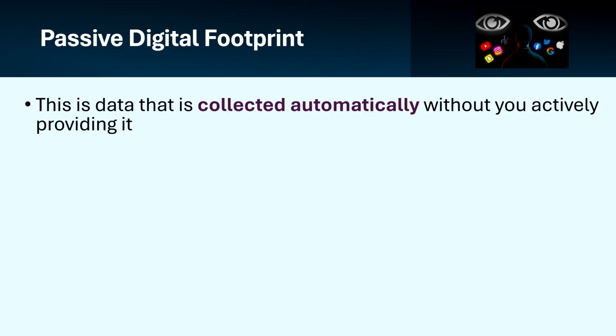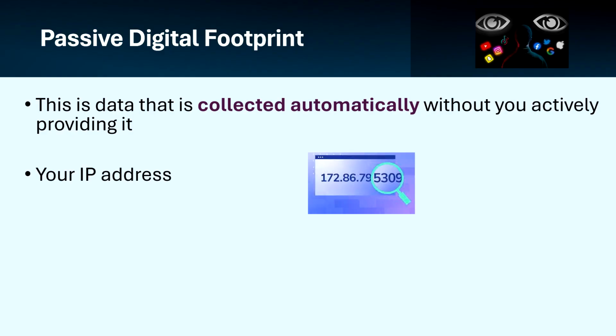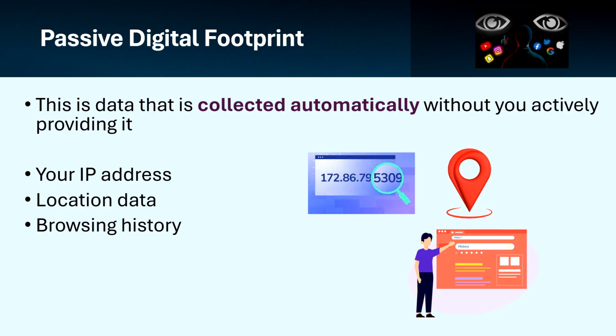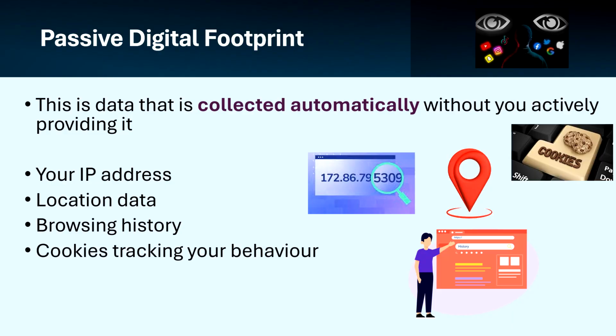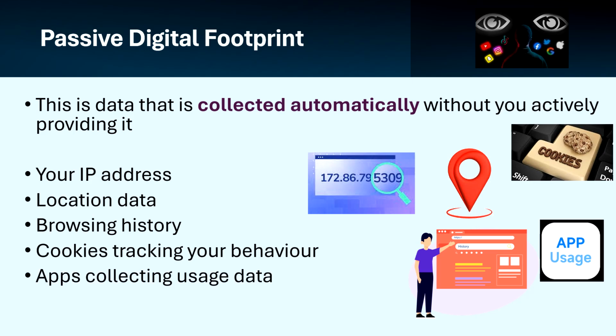The second is passive digital footprint. This is the data that is collected automatically without you actively providing it. It usually happens in the background and you're normally not aware of it. For example, when you log on, you provide your IP address, and you also provide your location data through GPS. You provide your browsing history if you're searching on the internet, and any website's cookies can then track your behavior. And finally, there are specific apps that will collect your usage data, and they will be popped into your browsing as well.